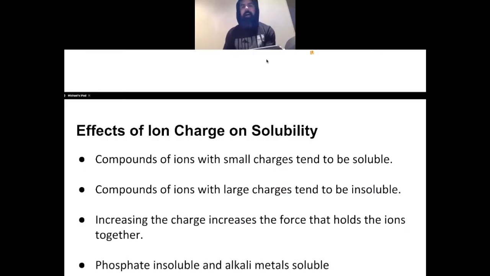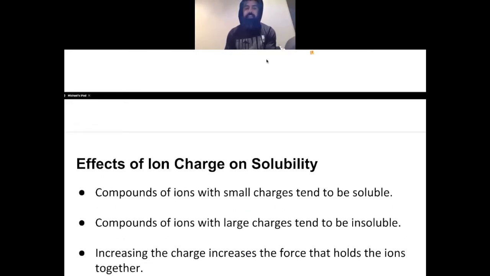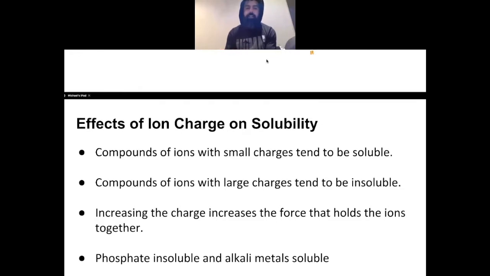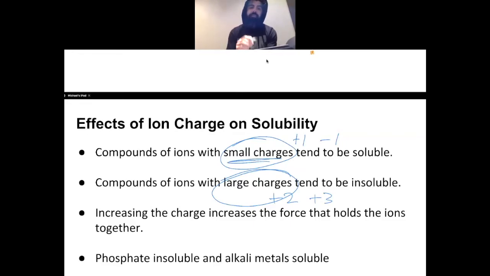So, the effects of ion charge on solubility. Compounds of ions with small charges tend to be soluble. Ions with a large charge tend to be insoluble. When we're talking about small charges versus large charges, small charges have a +1 oxidation number or even a -1 oxidation number. Large charges really can be anywhere from a +2 oxidation to a +3, +4, right? So that's what we mean when we refer to small and large charges in terms of ions.